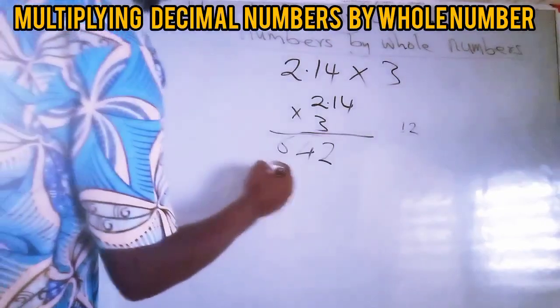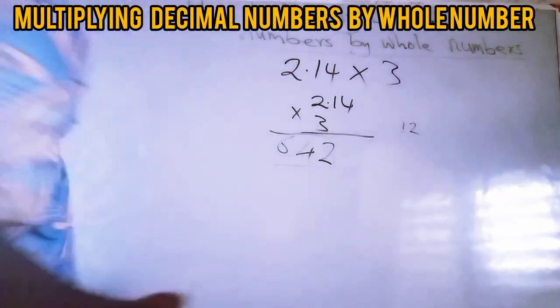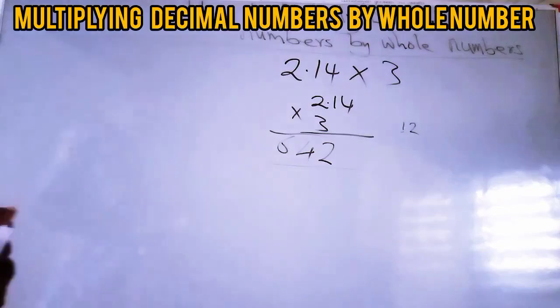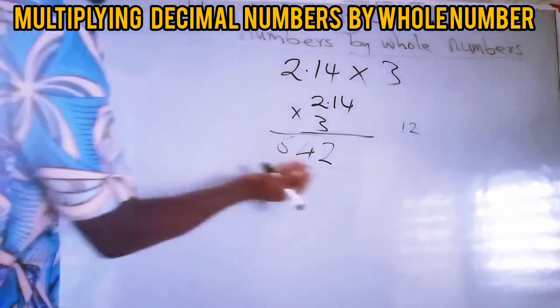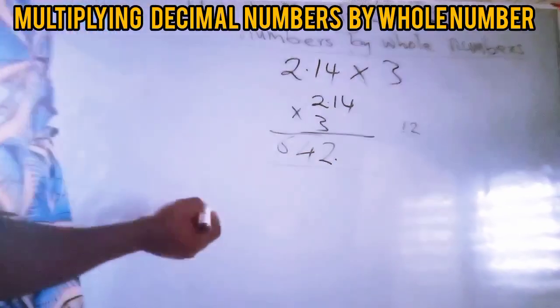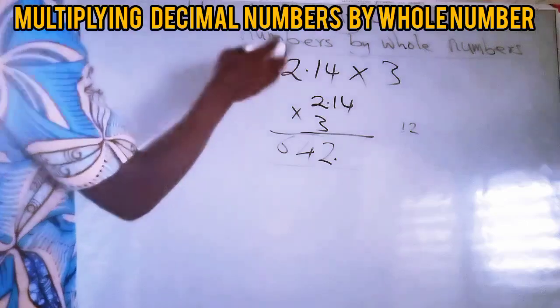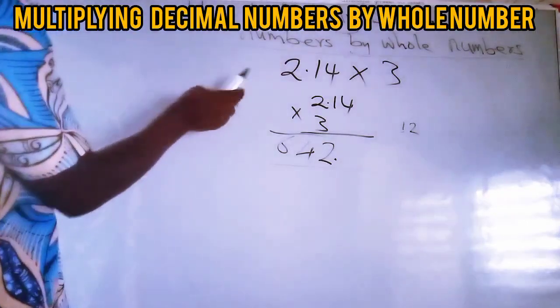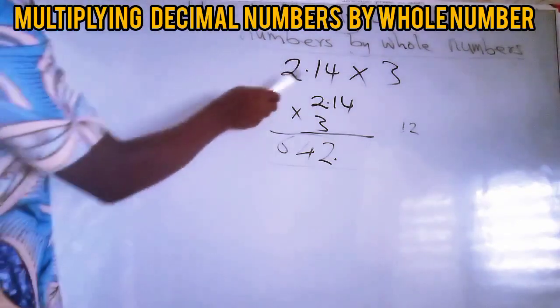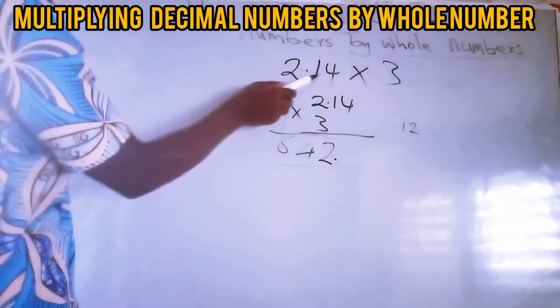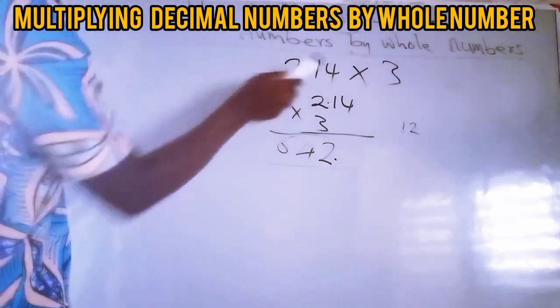So you have this. What did we say when we were multiplying a decimal number by another decimal number? We said after you are done multiplying your numbers, you should note that the decimal point is here, and then go to the question and count the number of decimal places. So when you come to this question, you realize that you have only 2 decimal places. This is a decimal place and this is another decimal place. This is a whole number and this is a whole number. So we are going to count only this, which is 1, 2.